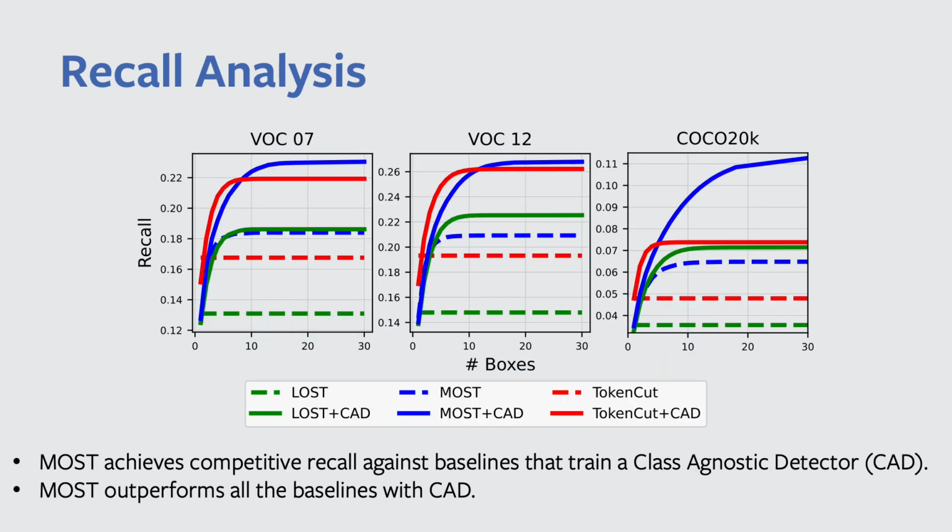Next, we compare the recall of MOST with the baselines LOST and TokenCut. The dotted line shows the recall of the original methods. The solid lines show the results of a class-agnostic detector trained using the method's output as supervision. MOST and MOST plus CAD achieve higher recall than the baselines in all the cases. We observe that MOST, without any training, performs competitively against LOST plus CAD and TokenCut plus CAD in most cases.